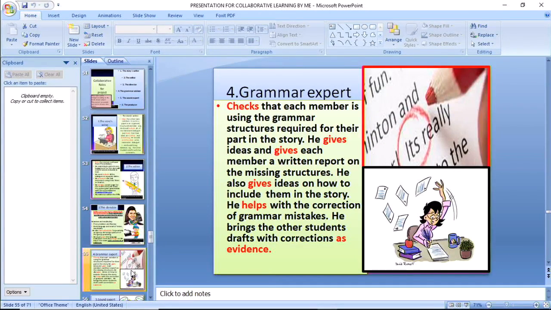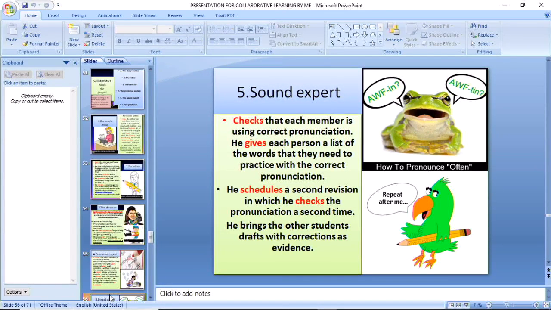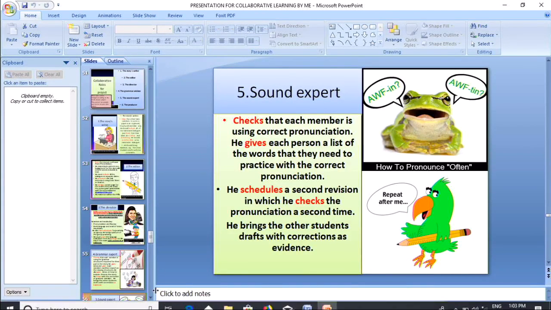And we have a grammar expert who will check the teammates' mistakes and give them to me in a page in the other students' drafts. And we have the sound expert who will check the other teammates' pronunciation. And he will write on the page the correct pronunciation and give them a second review.